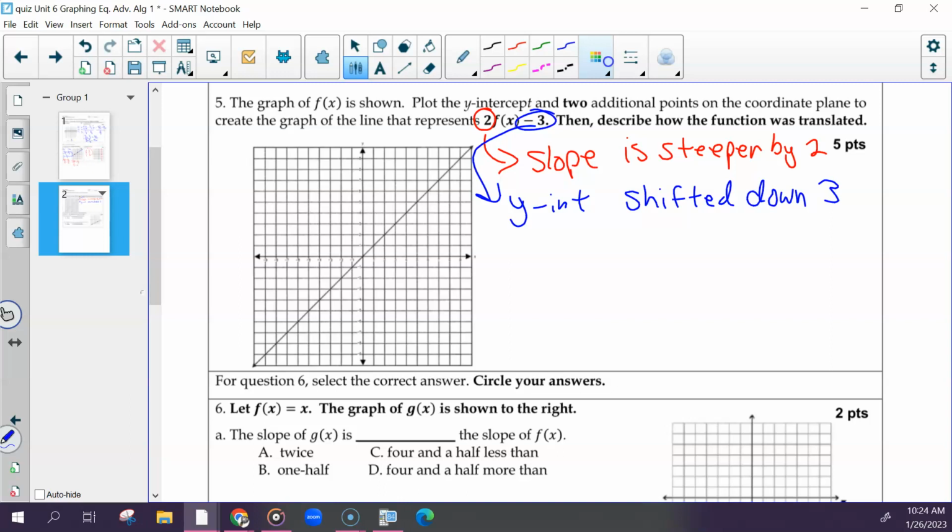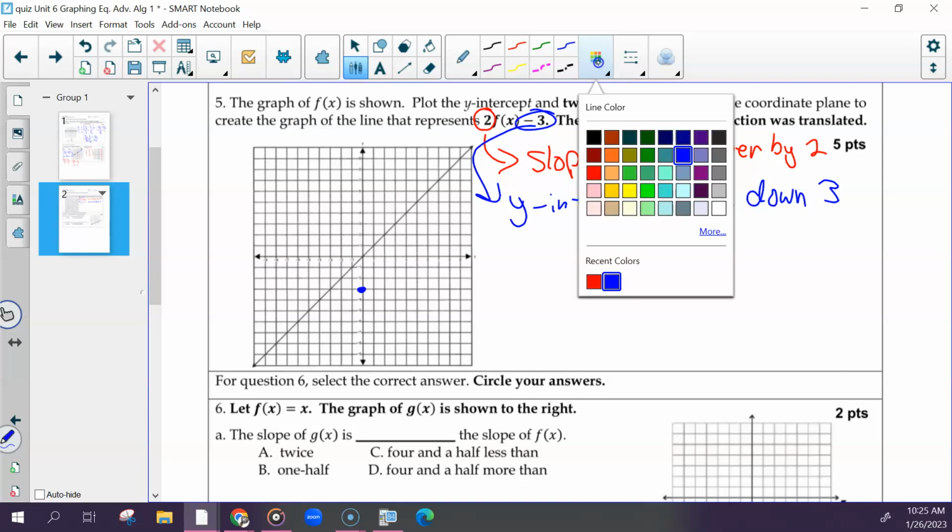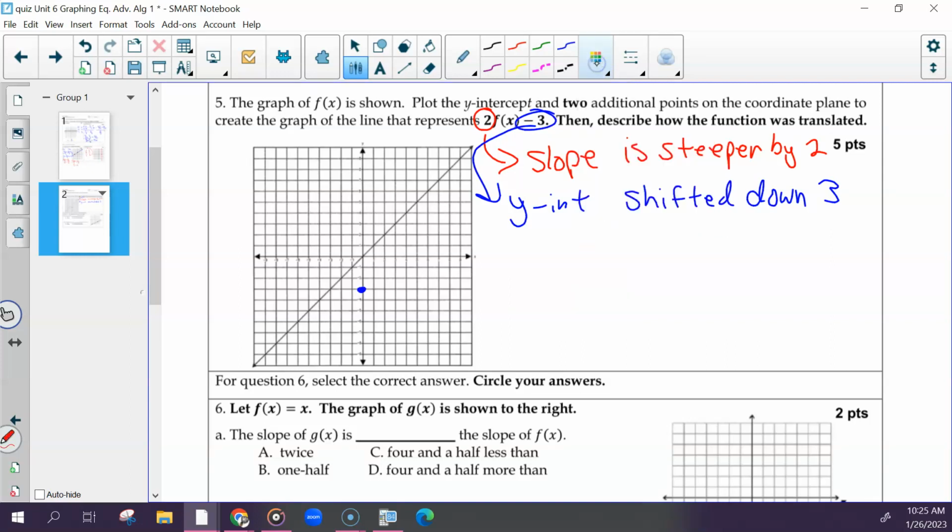Okay. So now that we know the descriptions, you needed to plot the points. So the y-intercept shifted down 3, that would be down 3 here. And then the slope is steeper by 2. You just need 2 other points. You can go up 2 to the right one, down 2 to the left one, keep going up 2 to the right one, does not matter. But you only need 3 points.